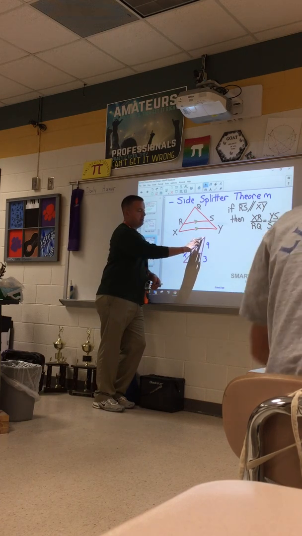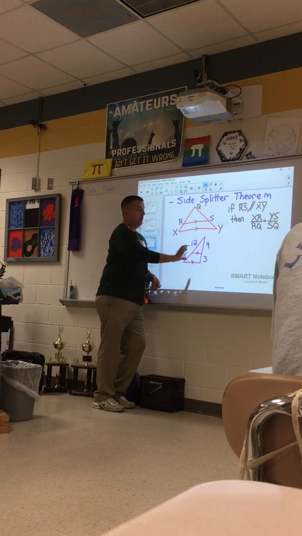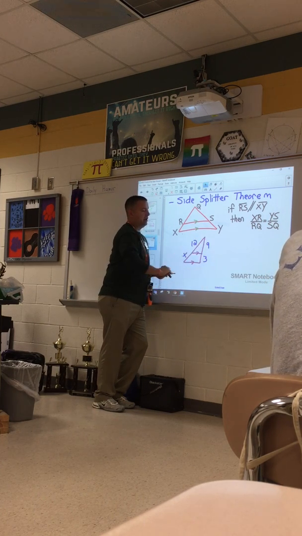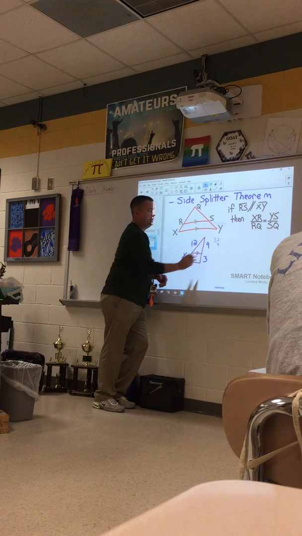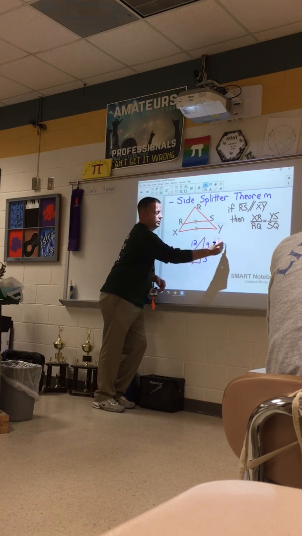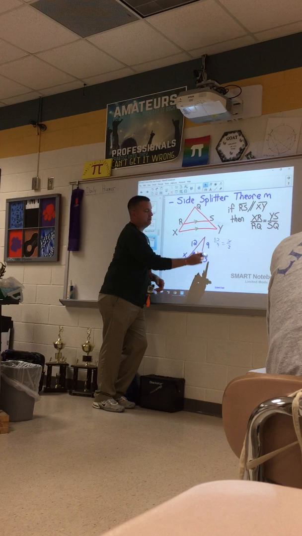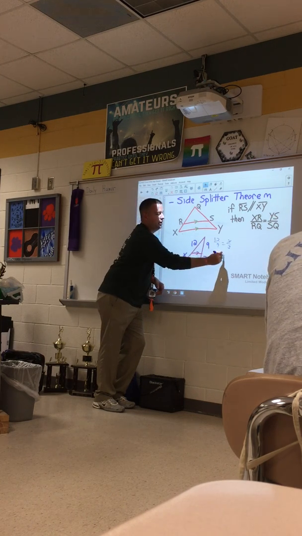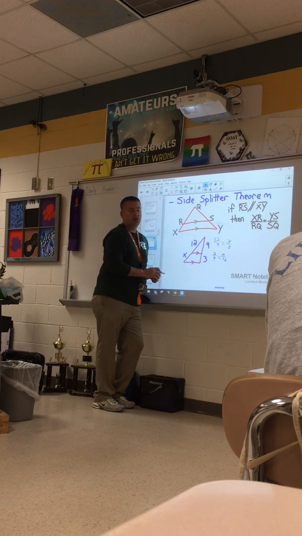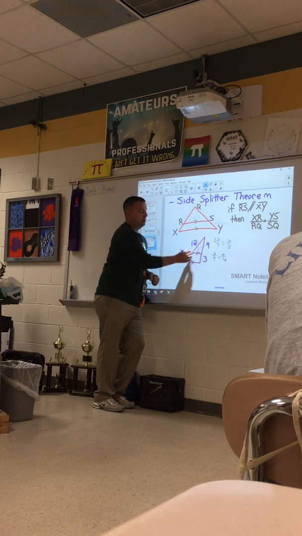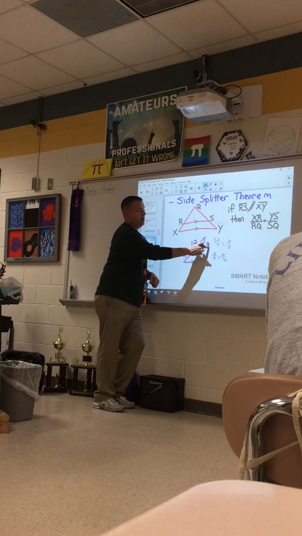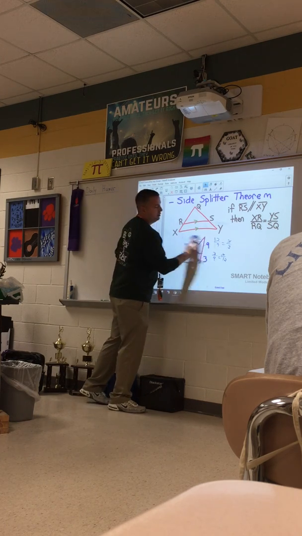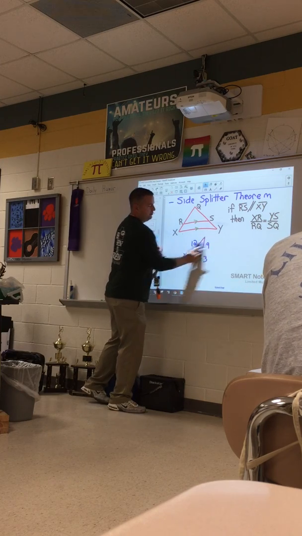I can go top left over bottom left. That's got to be the same as top right over bottom right. I can go top left over top right, 12 over 9, is the same as bottom left over bottom right. Okay, I could go bottom left over top left, is the same as bottom right over top right. The only thing I can't do is I can't do Ghostbusters. I cannot cross the streams. I cannot do x over 9 equals 12 over 3. That's the only way you can mess these proportions up. And of course you cross multiply and solve.